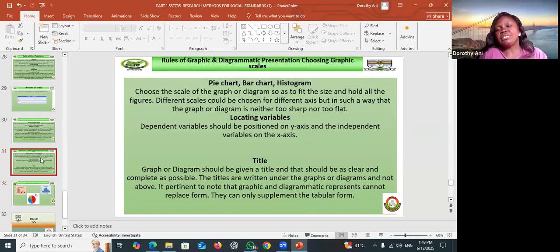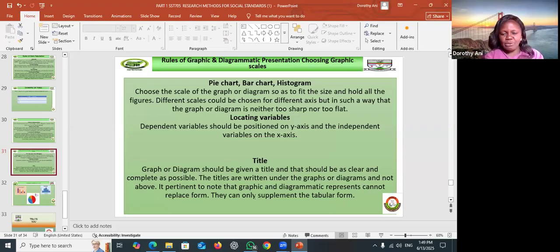The title should be self-explanatory enough to convey the message of what the person is intending to see inside your work. And it is written under and not above.